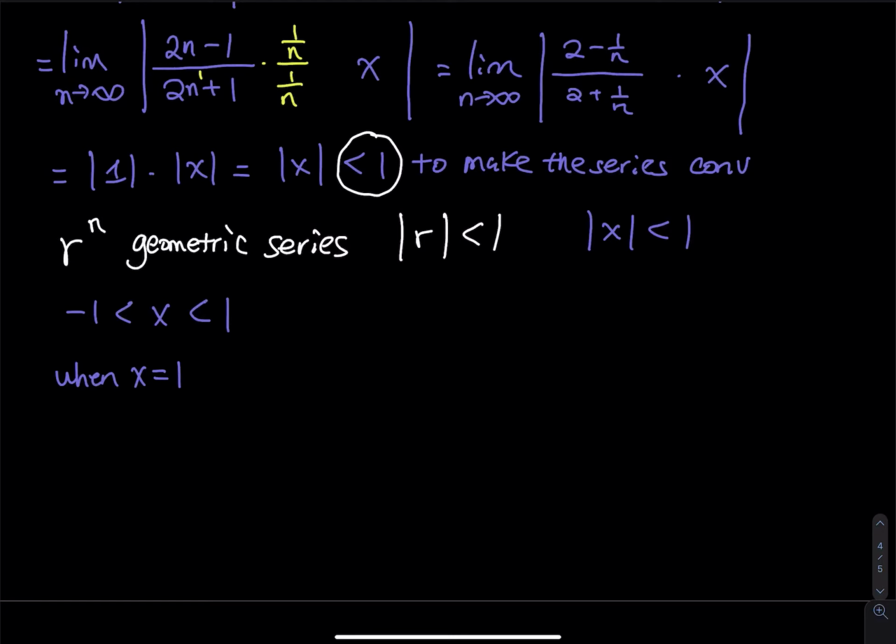Okay, so when x equals 1, you plug 1 into the given power series. The sum from n equals 1 to infinity of 1 raised to the n, that was an x, divided by 2n minus 1. The top is just 1, right? So the sum from n equals 1 to infinity of 1 divided by 2n minus 1. This one you can use a comparison test.